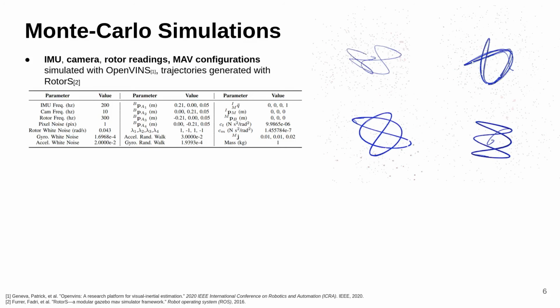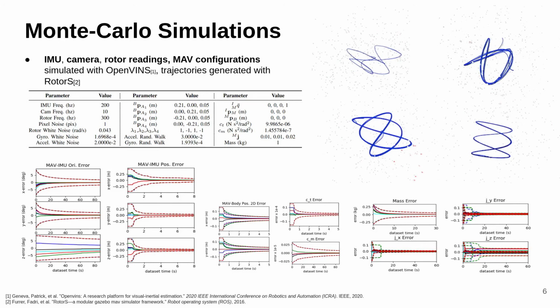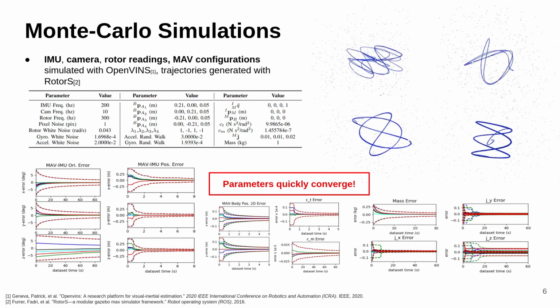Our simulator is built on OpenVINS. We use rotors to generate the joint trajectories. The parameters in the simulator are listed in the table. The simulation shows the system parameters can quickly converge.